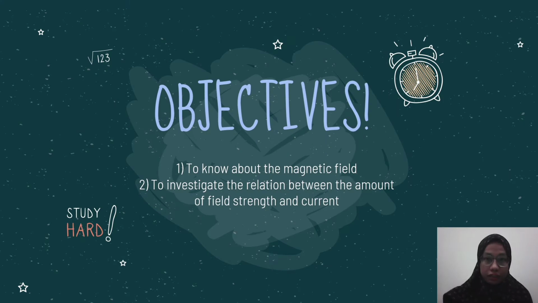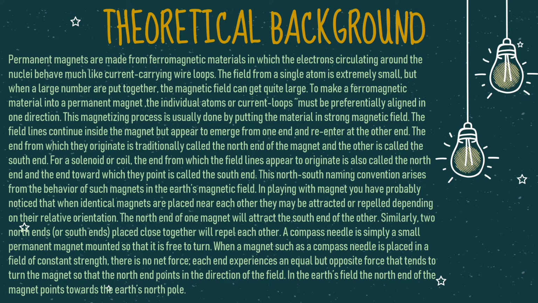The objective of this experiment is to know about the magnetic field and to investigate the relation between the amount of field strength and current. Okay, this is the theoretical background for this experiment.